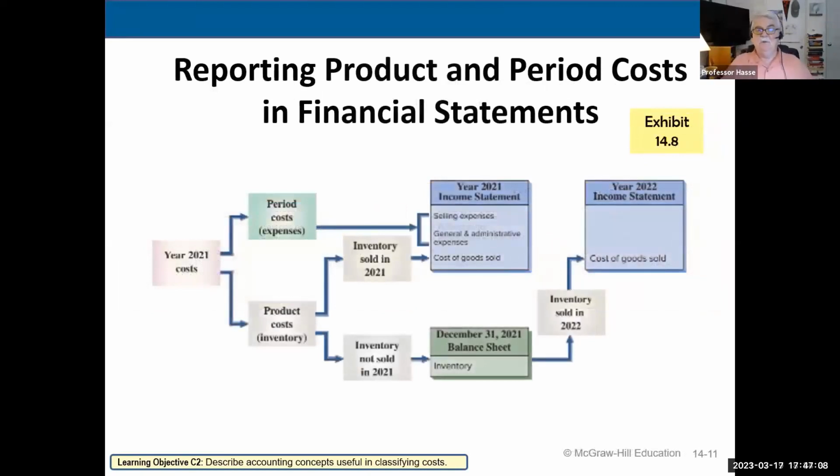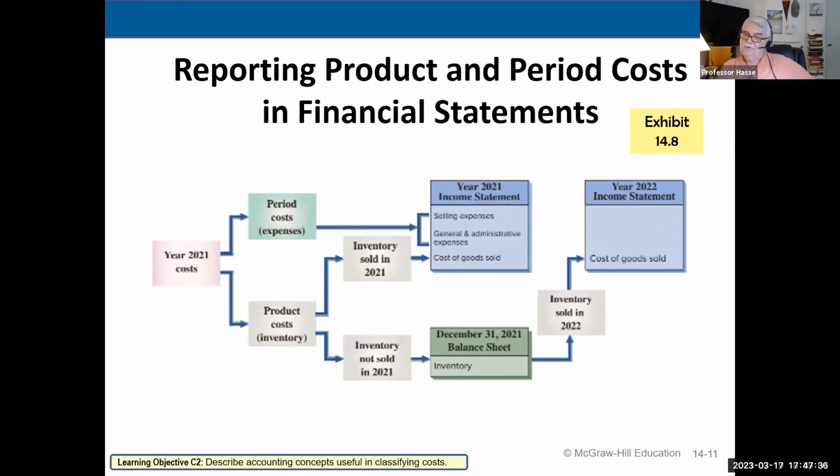And this is what I meant earlier about how costs go across different fiscal years. Period costs are expenses in that current year. But notice what expenses go from year 2021 to 2022. Those products in inventory that have yet to be sold. Remember, an expense doesn't occur until you actually sell the product.